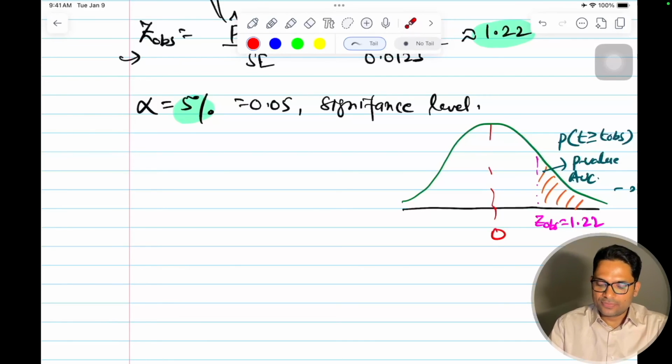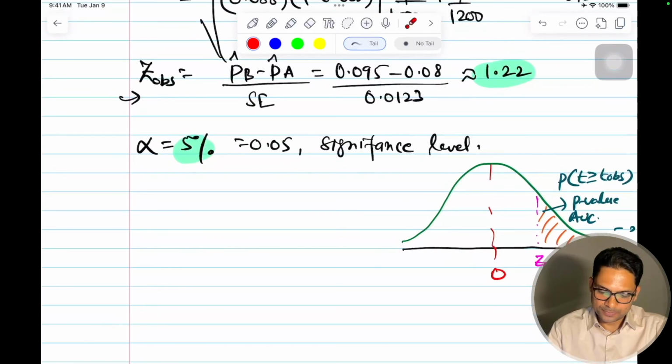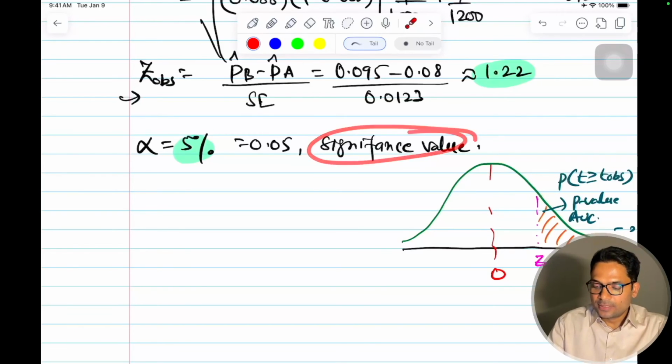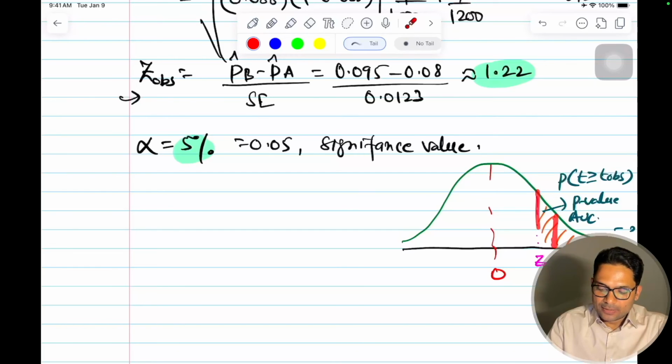Now, for this significance level, or whatever significance value, if my t alpha is coming here, so my z observed is greater than this, so the p value is greater than 5%, so I will accept my null hypothesis. But if my t alpha or the critical value comes here, it means the area under the p value is less than 5%, so I will reject my null hypothesis.